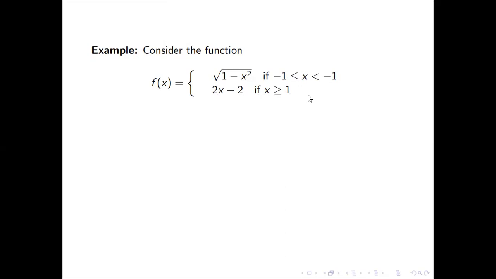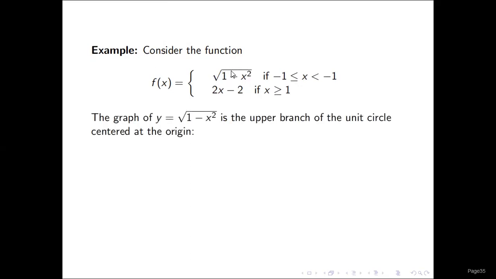Let's look at the graph. Before we do so, let's consider this part of the definition. What does its graph look like? It's the upper branch of the unit circle centered at the origin. How did I get that? First, let me set that equal to y, since y is f of x. If I manipulate this equation, here is what I will have.